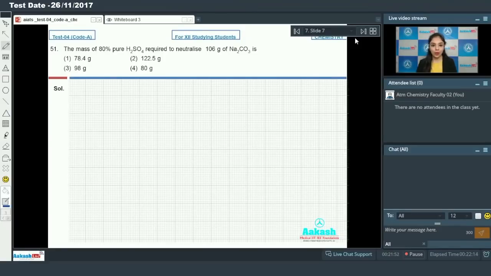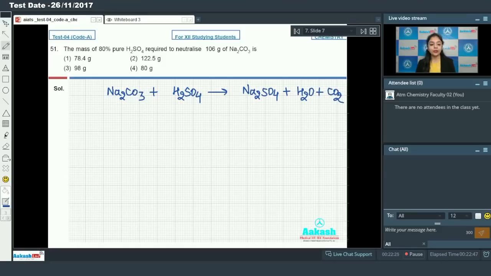We have question number 51, which says: the mass of 80% pure H2SO4 required to neutralize 106 gram of sodium carbonate is. So first of all, write the reaction between sodium carbonate and sulfuric acid. So we have sodium carbonate plus sulfuric acid. The products will be Na2SO4 plus H2O plus CO2.